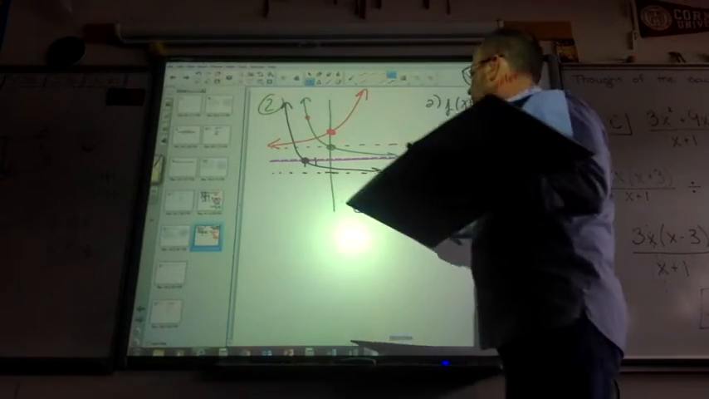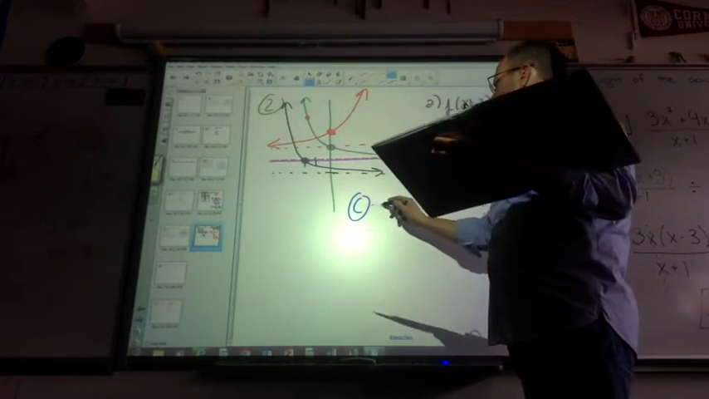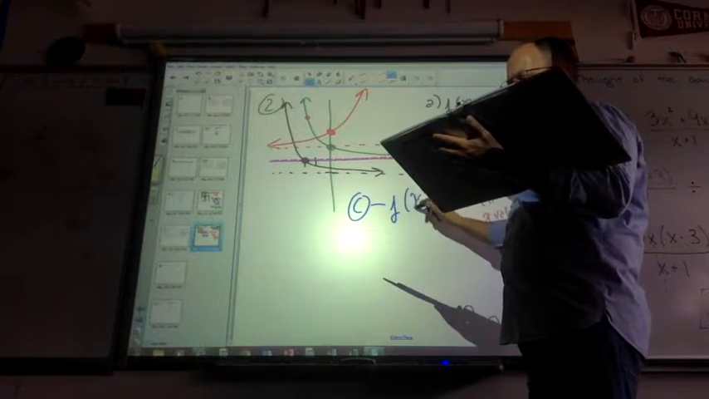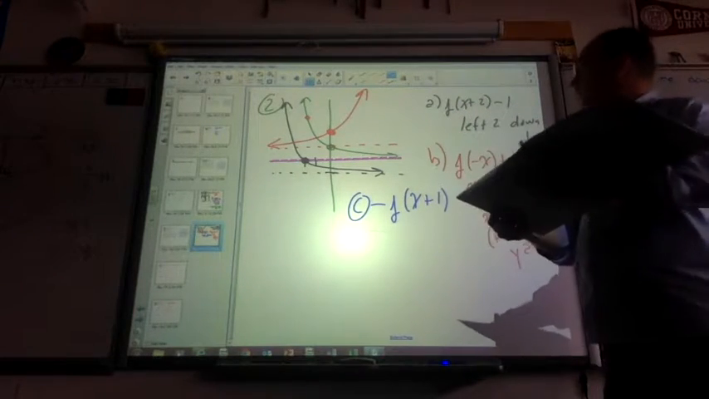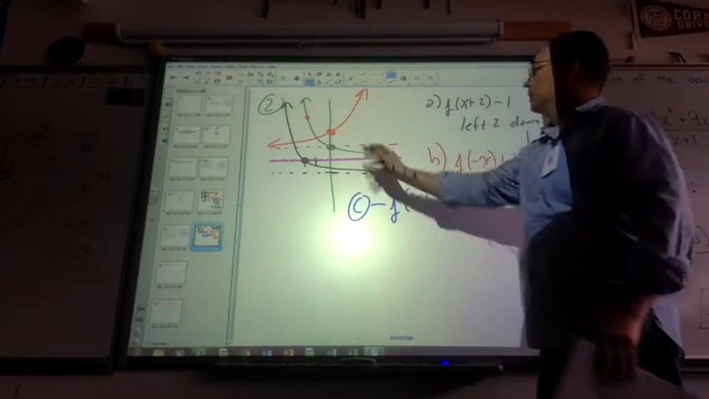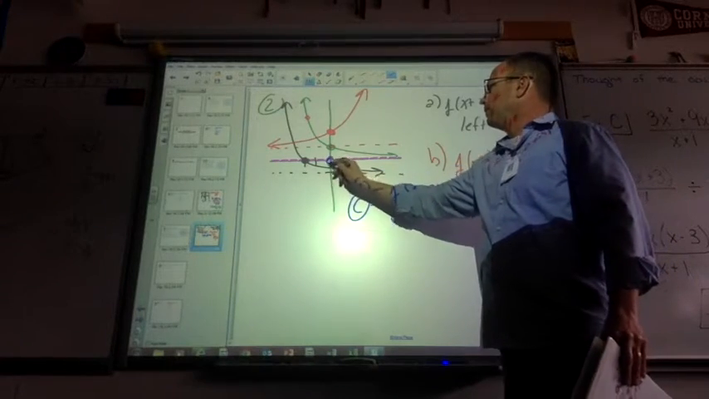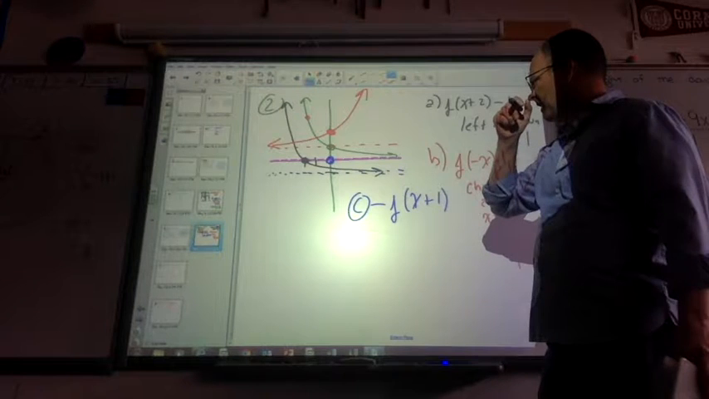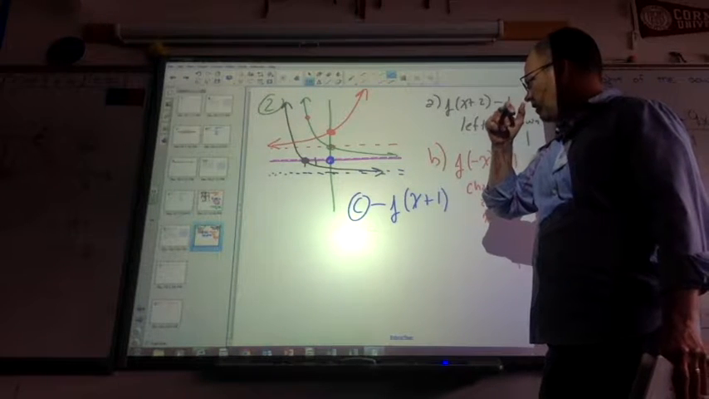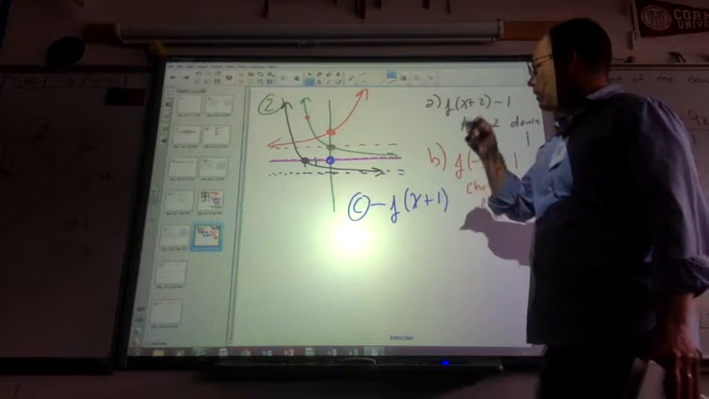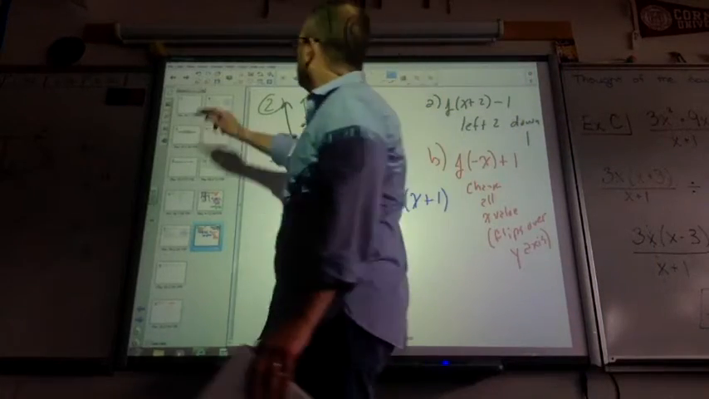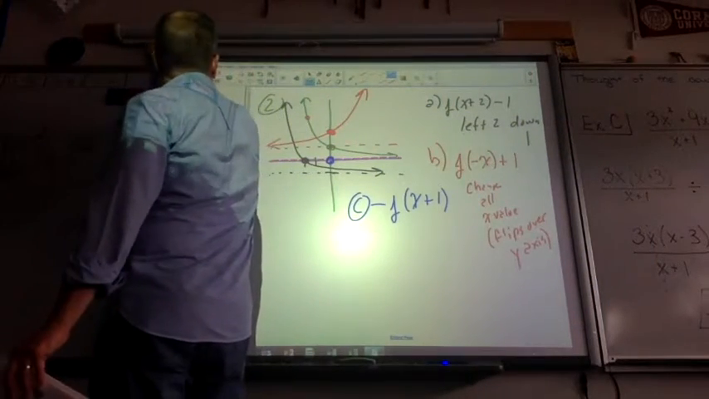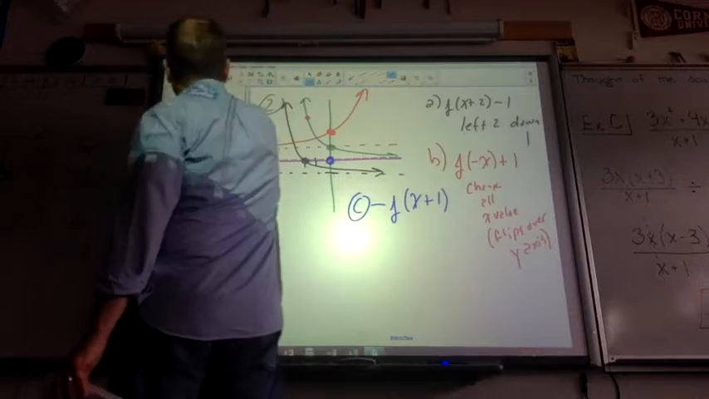Letter C. So that's going to do a couple things. It's going to move our point down here. So it moves my asymptote down. Oh, wait. Wait for C. Hang on. Look over there. See what's on the board over there? I'm sorry. I moved up.